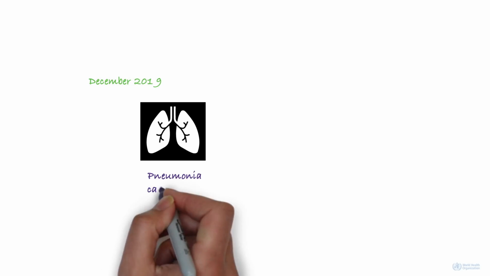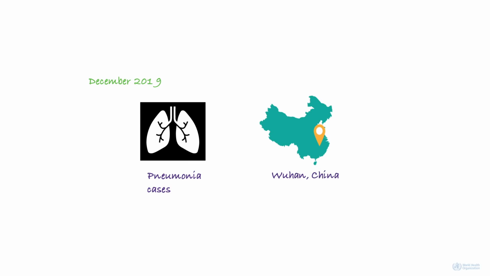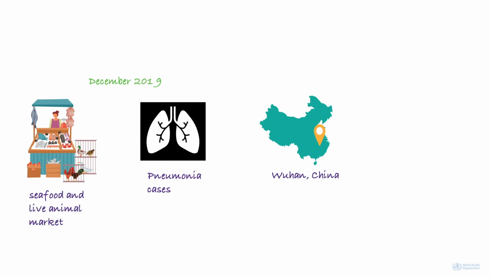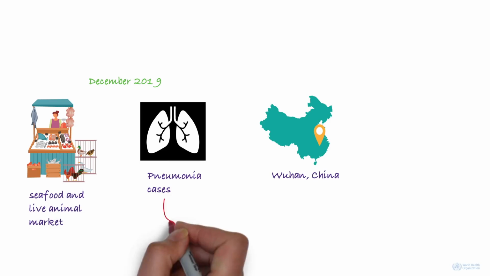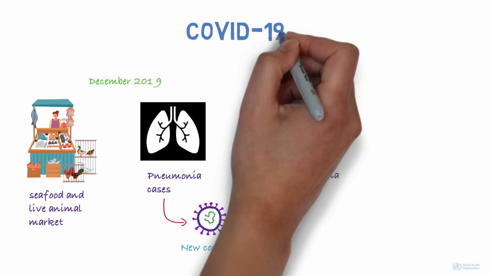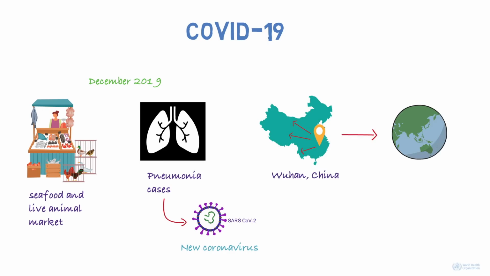In December 2019, there was a cluster of pneumonia cases in the city of Wuhan in China. Some of the early cases had reported visiting or working in a seafood and live animal market in Wuhan. Investigations found that the disease was caused by a newly discovered coronavirus. The disease was subsequently named COVID-19. COVID-19 spread within China and to the rest of the world.